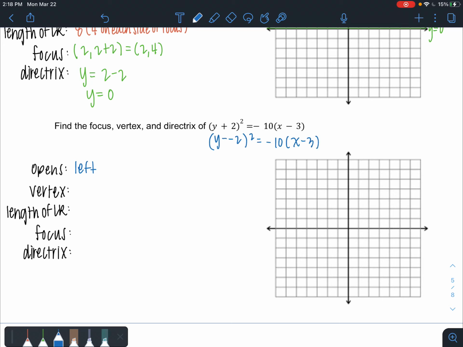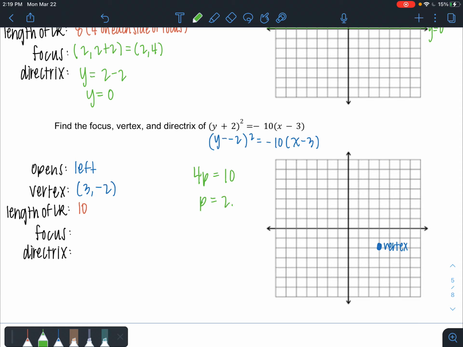This is x minus 3. So we have 3, -2 as the vertex. The length of the LR is going, well, we can't have a negative value, so it's going to be +10. So I'm going to go ahead and set 4P equal to 10 for now.